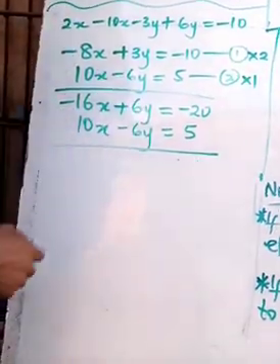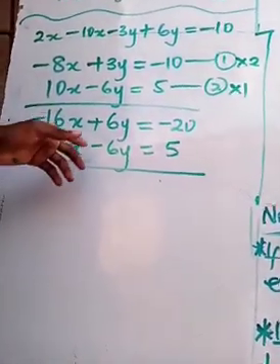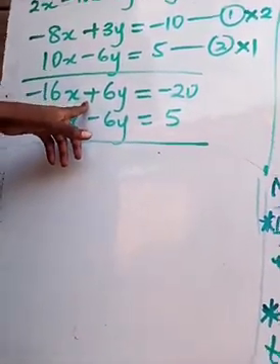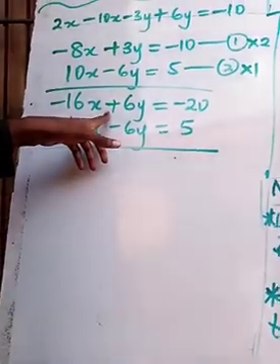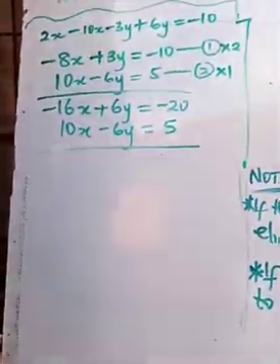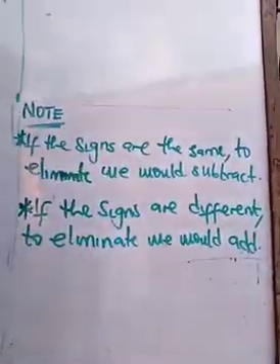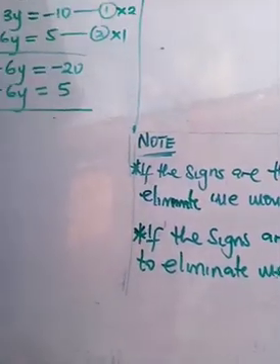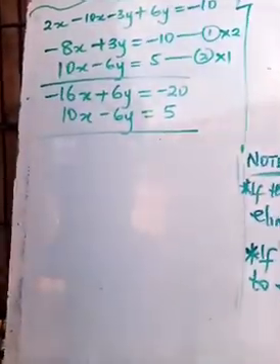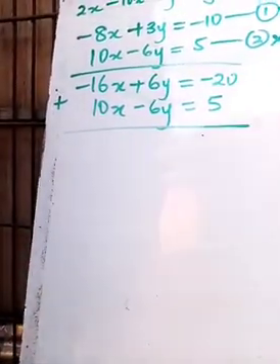Now the coefficients are the same. Then you check the signs. The signs are different. Yes, perfect. The ones we've been doing, the signs are the same. But this time around, the signs are different. And I told you, if the signs are different, to eliminate, we would add. So since the signs of what we want to eliminate are different, that means we are going to add both equations. So how do we add?